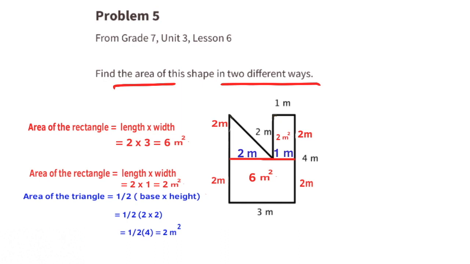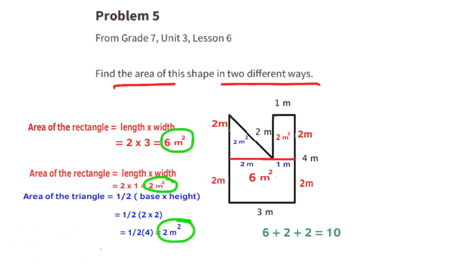The area of the triangle is half the base times the height. The base is 2, the height is 2. Half of 2 times 2 is 2 meters squared. Now we need to add the area of all 3 shapes. 6 meters squared plus 2 meters squared plus 2 meters squared. The area of this shape is 10 meters squared.